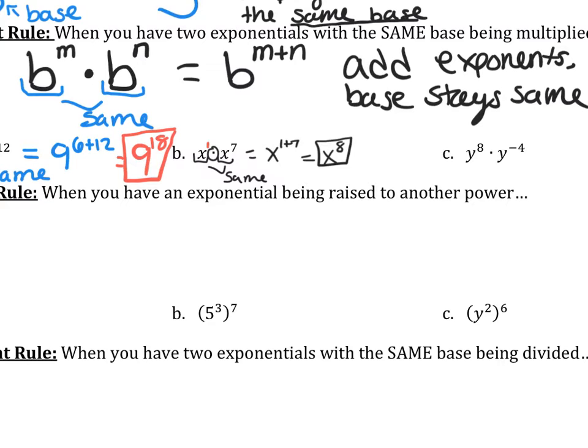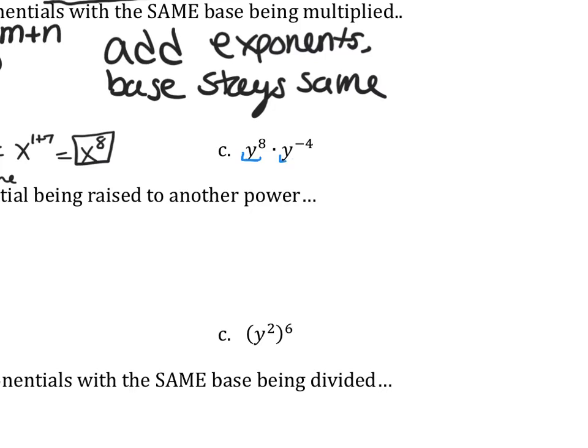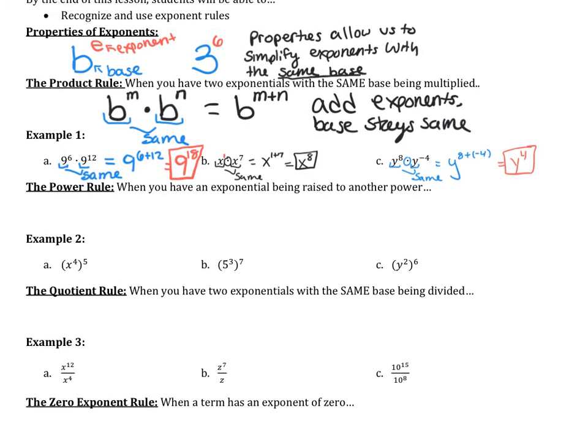Okay, and then C, same rules apply. Even if it's a negative exponent, we'll be learning more about what to do with negative exponents in a minute. But in terms of the product rule, since they have the same base and we're multiplying, you would still just add your exponents. So y to the 8 plus a negative 4. Adding a negative 4 is just the same as subtracting, so 8 minus 4 would give us y to the 4th power. Okay, so that's the product rule.